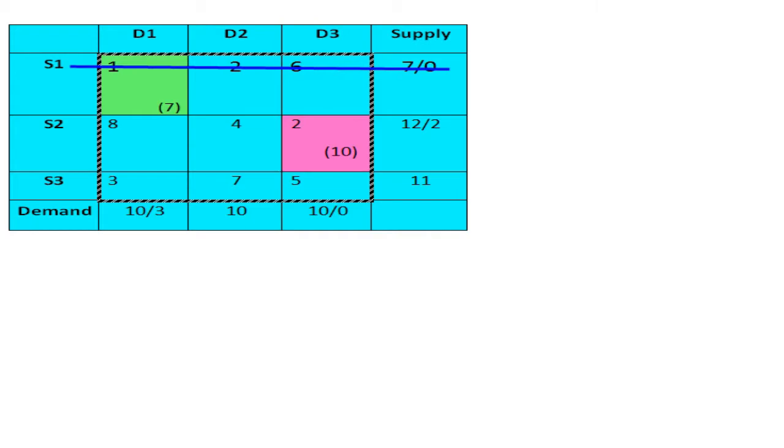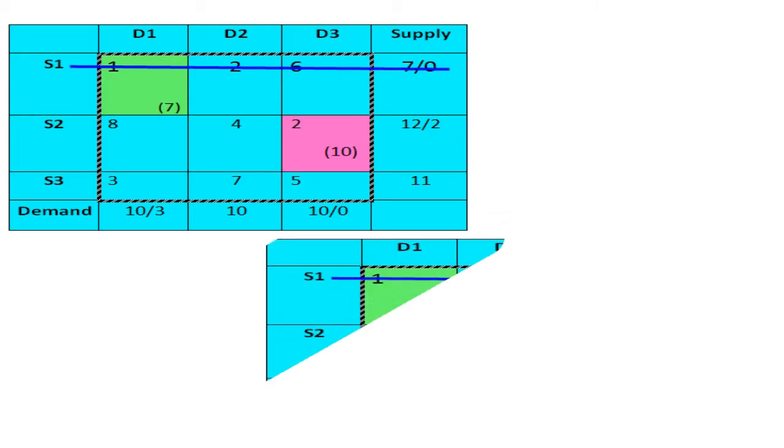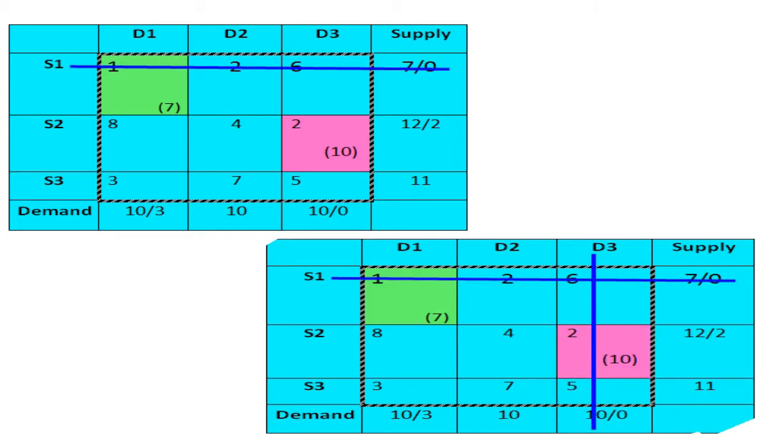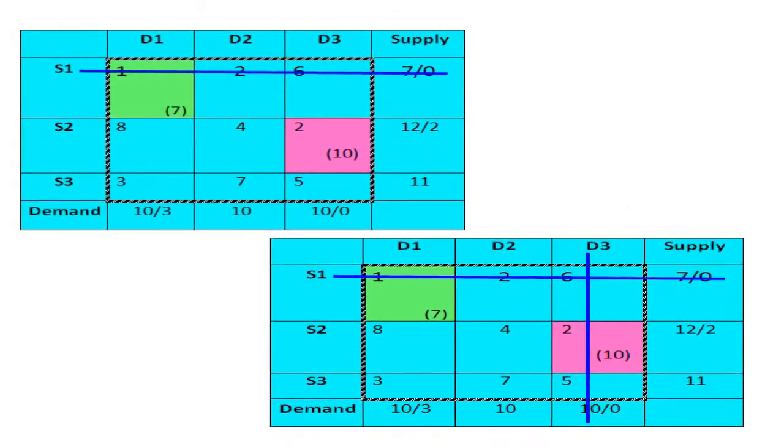And for the same cell, if you observe the demand, initially demand is of 10 units. So already we have assigned 10 units to the selected cell. So here there is a fulfillment of the demand. So 10/0. As there is a fulfillment of the demand in D3 column, we have to cross out that column.